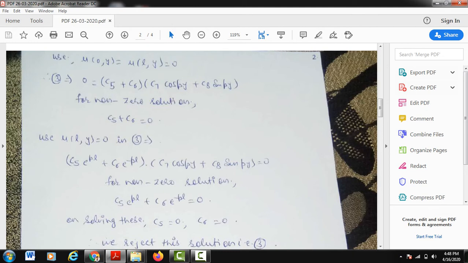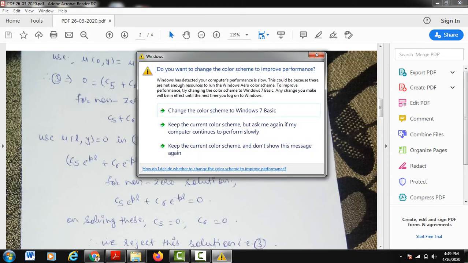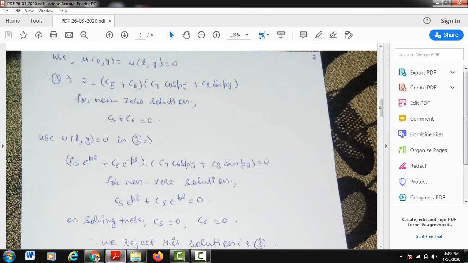The third solution is, if I put x equal to 0, I am getting (c5 + c6)(c7 cos py + c8 sin py). E to the power 0 is 1. Again, this is non-zero. For the non-zero solution, we only have c5 + c6 is 0.